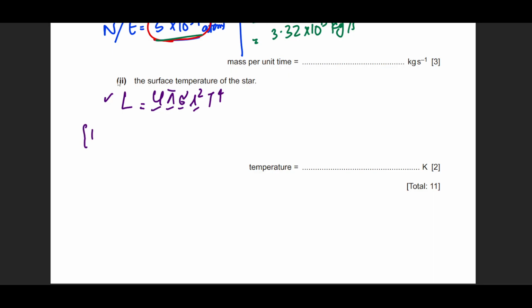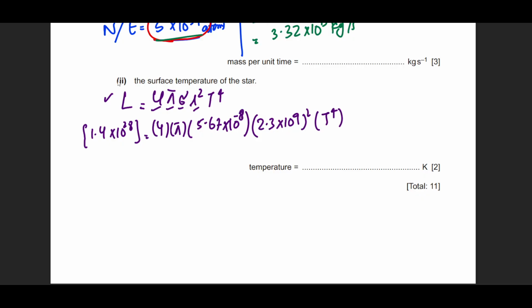Luminosity was given to us as 1.4 into 10 raised to the power 28. 4 is a constant, pi is a constant, sigma is 5.67 into 10 raised to the power minus 8 as given in the data booklet. Radius is 2.3 into 10 raised to the power 9, whole squared, and T has been raised to the power 4. Please don't forget to take the fourth root of the answer. Your answer should be 7800 Kelvin, which is going to be mentioned here.